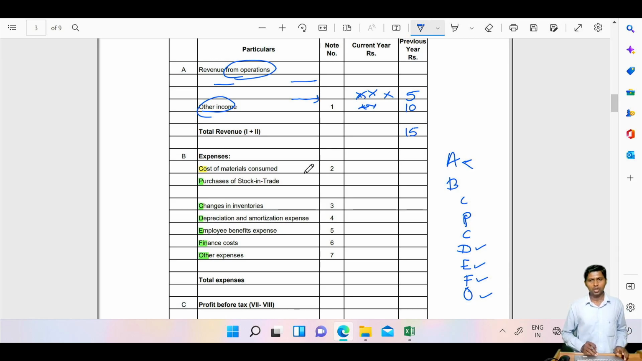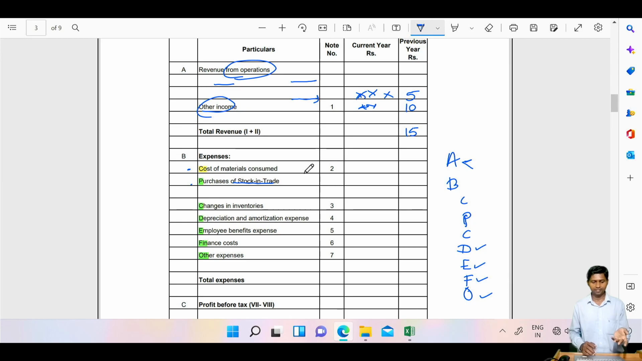Then purchase of a stock in trade. Stock in trade means what? Finished goods only. That means this is what? Purchase of a finished goods. If purchase of finished goods is given, there is no need to think at all. Here, the difference between cost of material consumed and purchase of a stock in trade. What? The difference in the first category we write raw material, in the second category we write finished goods. This is the first difference.